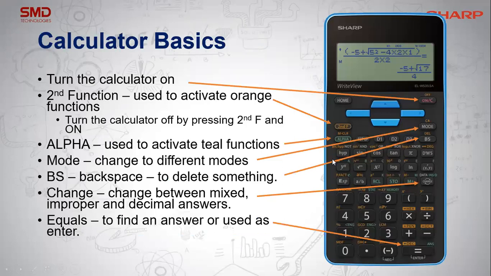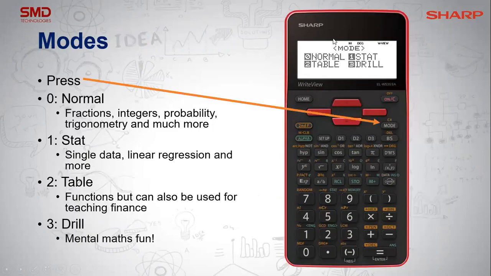The calculator we're going to be using today is the W5 through 5 essay. It comes in red, blue, and white. The important buttons that you need to know about are your mode button, because we'll be switching between a couple of modes today, and backspace for deleting anything. Then your change button, which we'll use when we do fractions and decimals, and your equals button for finding the answer. The modes we're going to be using today are normal, table and drill.